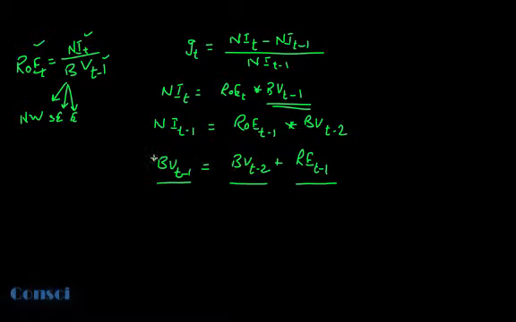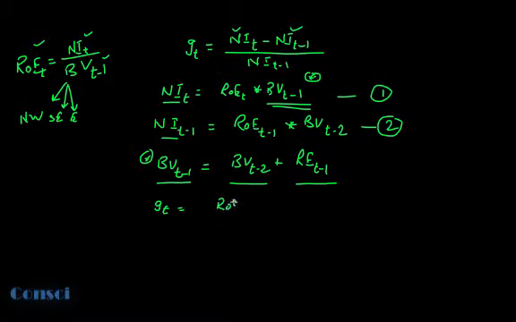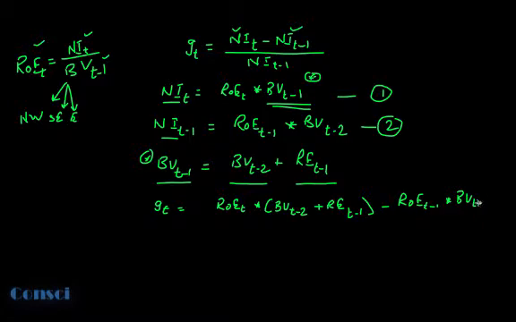So if we replace this equation of book value into this position, we name this equation as 1, we name this equation as 2, and we replace net income T and net income T minus 1 over here and here, we get an equation like GT is equal to ROE T into, in bracket, book value of T minus 2 plus retained earnings of T minus 1, minus ROE T minus 1 into book value of T minus 2, divided by net income of T minus 1.